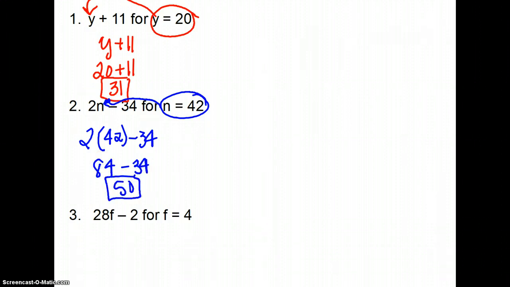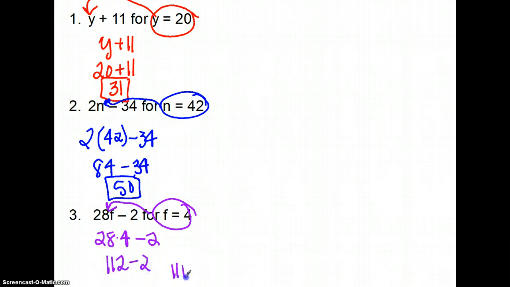Next one, 28f minus 2 for f is equal to 4. F is equal to 4, plug it in. 28 times 4 minus 2. By order of operations, I do 28 times 4 first, and that gives me 112. Minus 2 is 110.